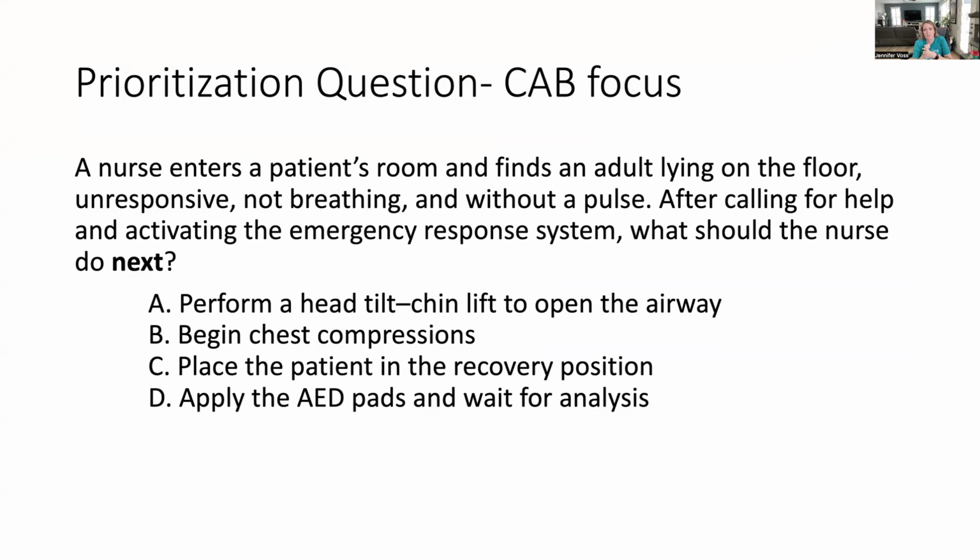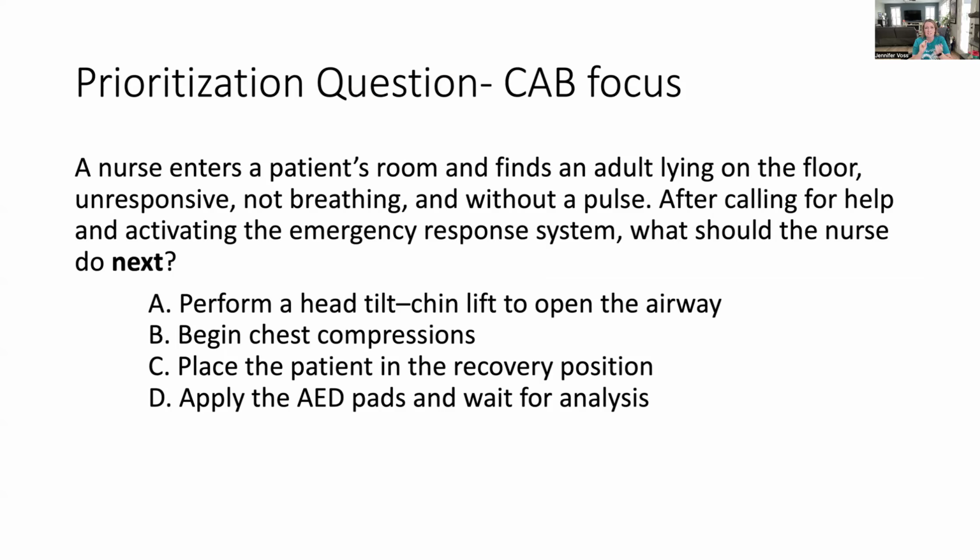A nurse enters a patient room and finds an adult lying on the floor, unresponsive, not breathing, and without a pulse. After calling for help and activating the emergency response system, what should the nurse do next? Okay, so we've got that keyword next there, so we know this is a prioritization. Now, if I went airway, breathing, and circulation, I would be tempted to put A, right? Perform a head tilt chin lift to open the airway because airway, right? Begin chest compressions, place the patient in the recovery position, or apply the AED pads and wait for analysis.